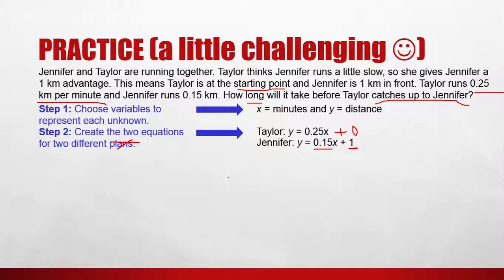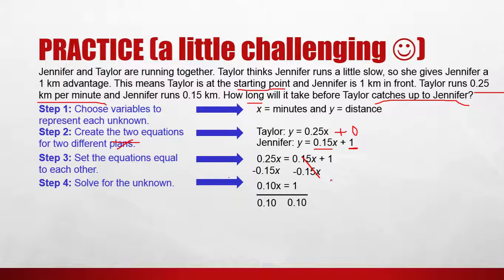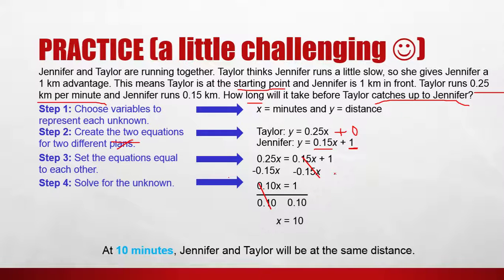We want to find how long until they catch up. That means where they would be when the distance is equal to each other. We're going to set them equal to each other and then solve for x. So subtract 0.15x on both sides, we get 0.10x equals 1. Divide both sides by 0.10 and we get 10. That means it will take them 10 minutes before they are next to each other while running.